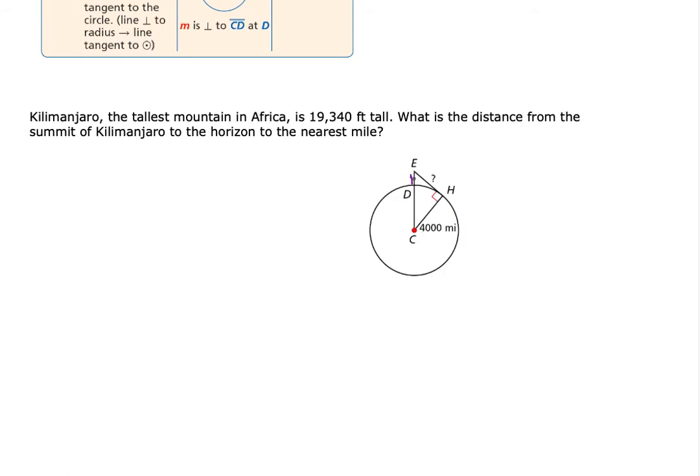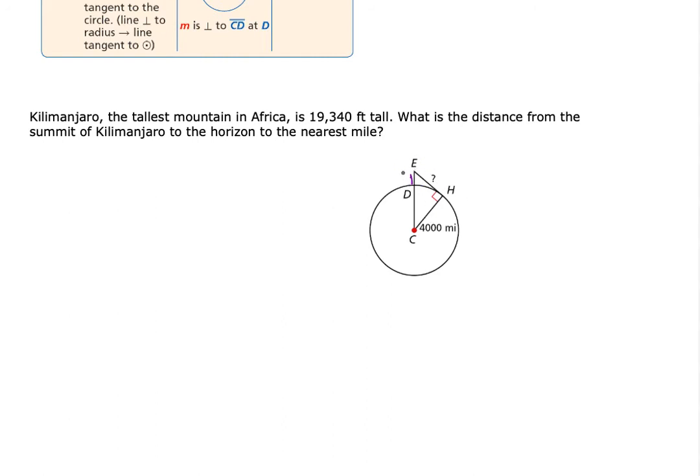Okay, but this is 19,340 feet. And it says, what's the distance from the summit of Kilimanjaro, right here, to the horizon, which is right here? So we're looking for this length. And we have a right triangle because we have perpendicular, because EH is tangent.